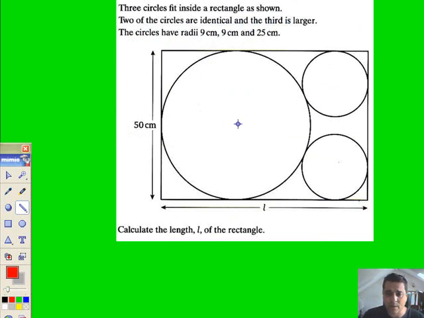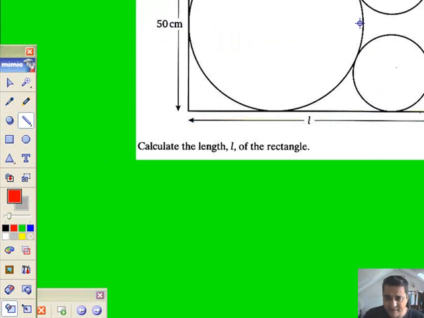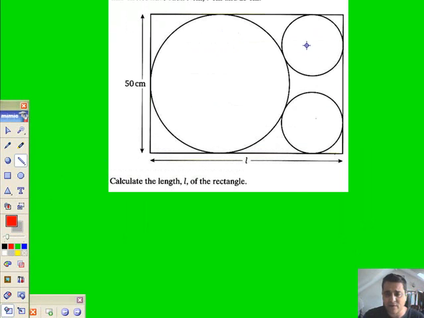I'm guessing the big one has a radius of 25 because it's bigger than the radius of 9 for these little ones here. So I know from here to here is 50 because it's 2 25s. I know from there to the centre is 25. I know these radii from there to any direction touching the circumference will be 9. So let's just do some construction.